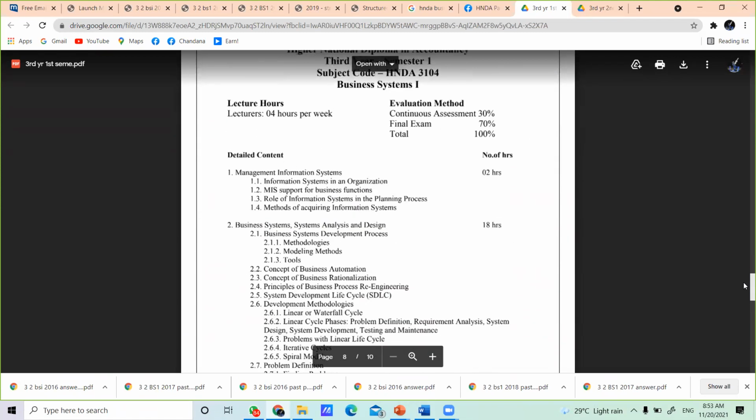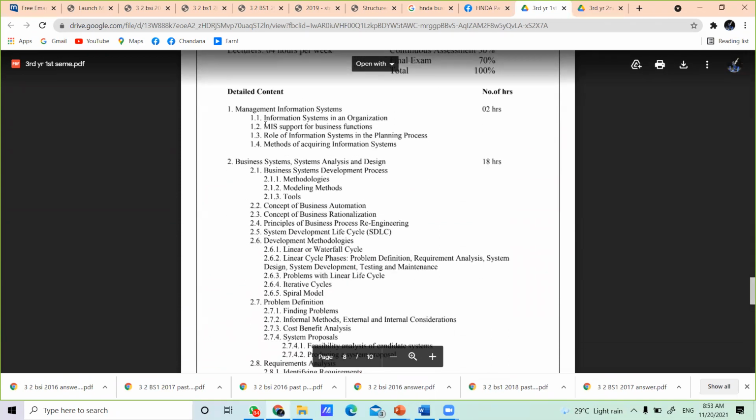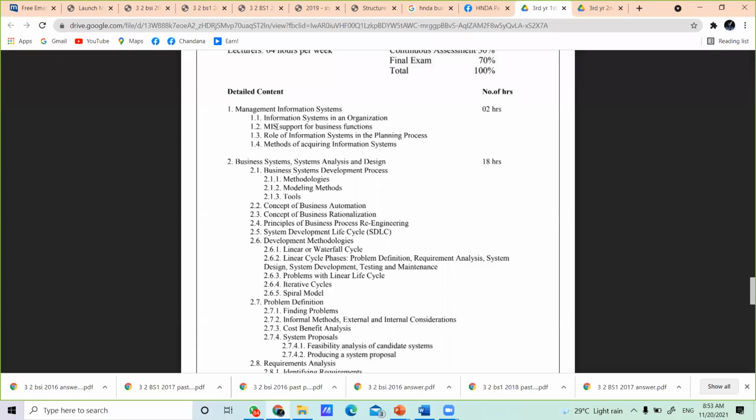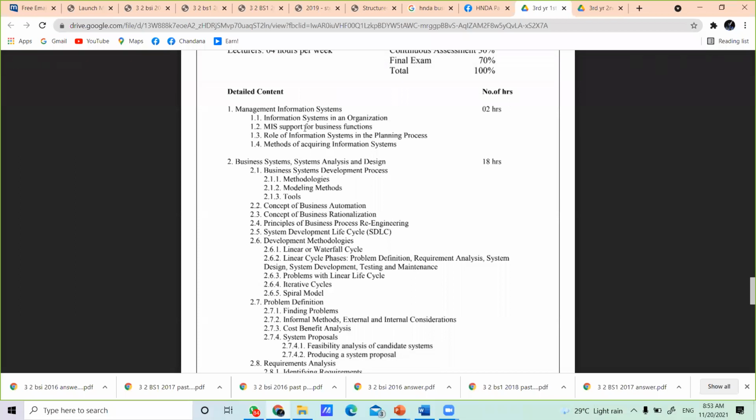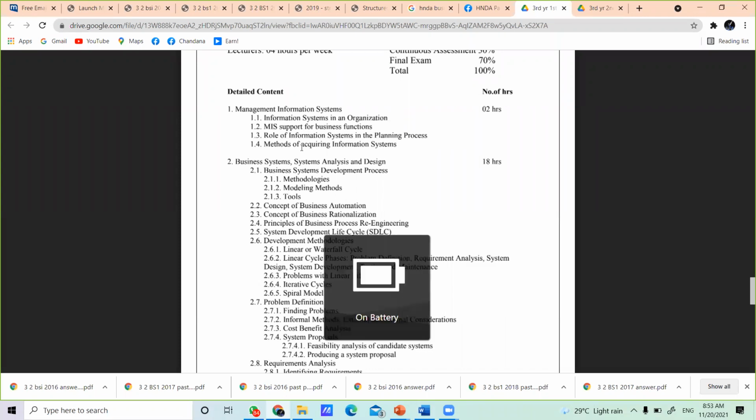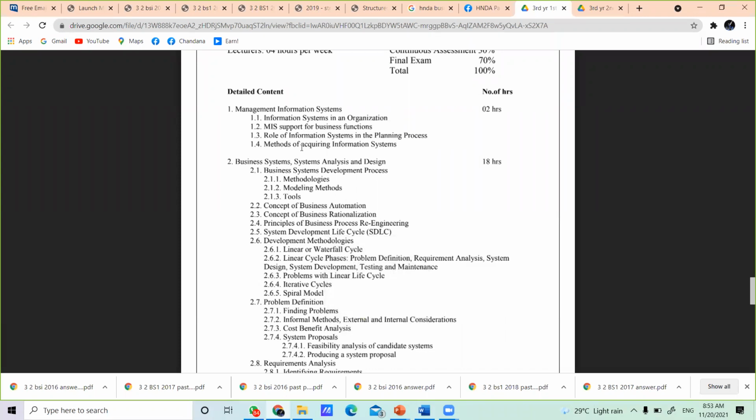Then the first chapter is regarding the management information system. Under that you will learn about information, data, then types of information systems, the normal system, then the types, examples of different types of systems. That's about chapter 1.